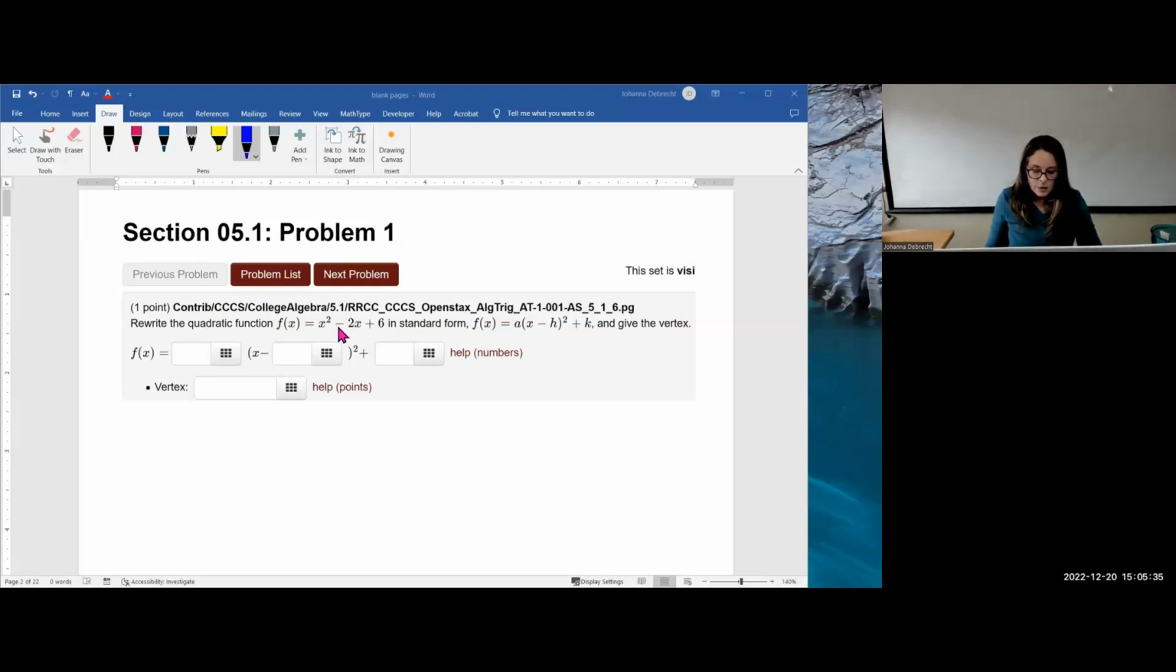Now, this, however, does not represent h and k. We want to get it into this form right here. So what we're going to do is complete the square.